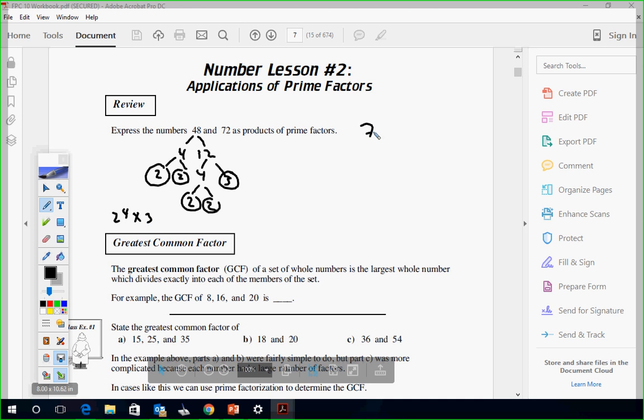72, just over here so I have a little bit of room. 36 times 2, 6 times 6, 3 times 2, 3 times 2. So these are our prime factors. We have 3 2's and 2 3's. It's kind of confusing, but that's what it is.